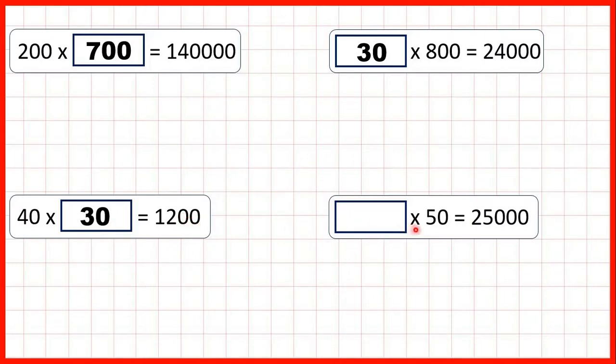Finally, what times 50 equals 25,000? Well, 5 times 5 is 25, but then we have 3 end zeros in our answer. We already have one end zero in our question, so we need 2 more end zeros so that we have 3 end zeros in our question altogether. So 5 times 5 is 25. That means that 500 times 50 is 25,000.